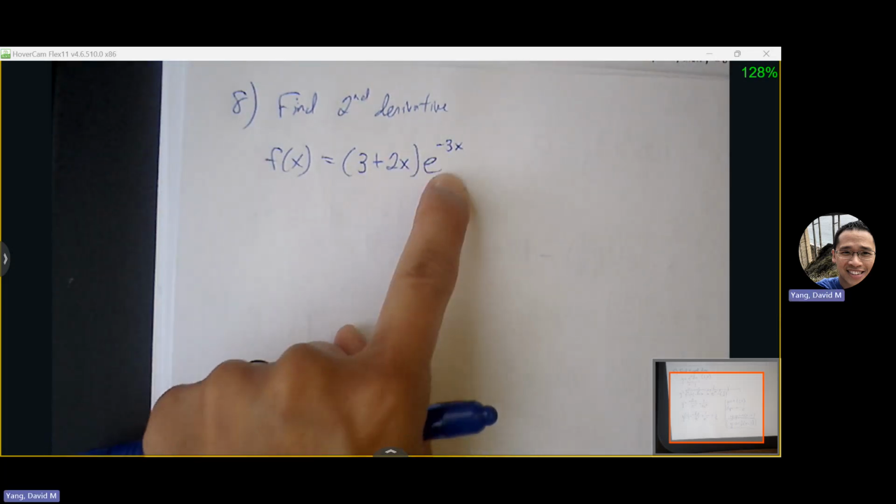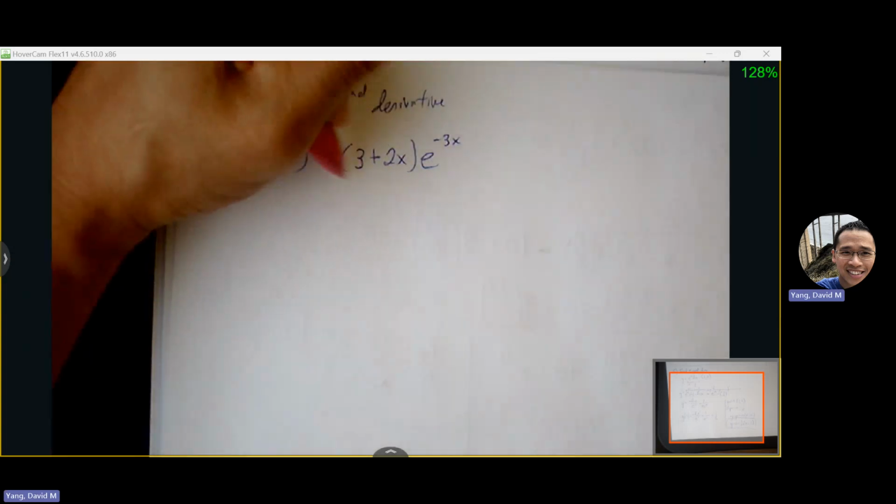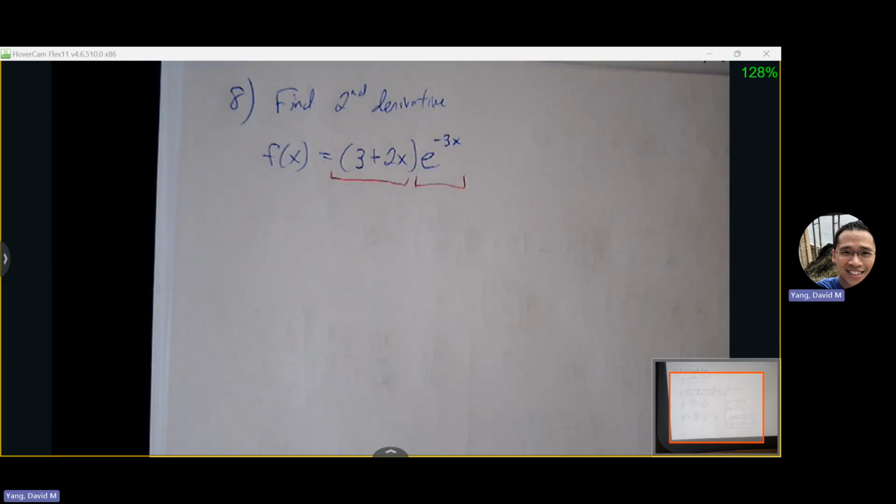3 plus 2x times e to the negative 3x. Besides the obvious power rule and exponential function base e, there's also what? Product rule. Okay, try that. So try product rule, and then we'll compare our answers and we'll move on to the second derivative. Try that first.